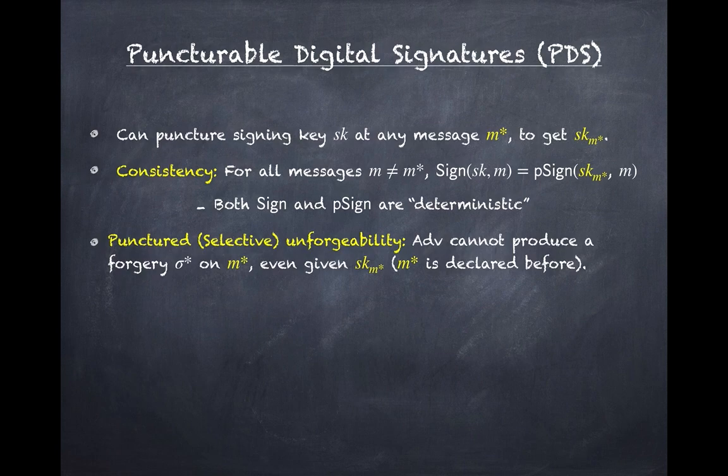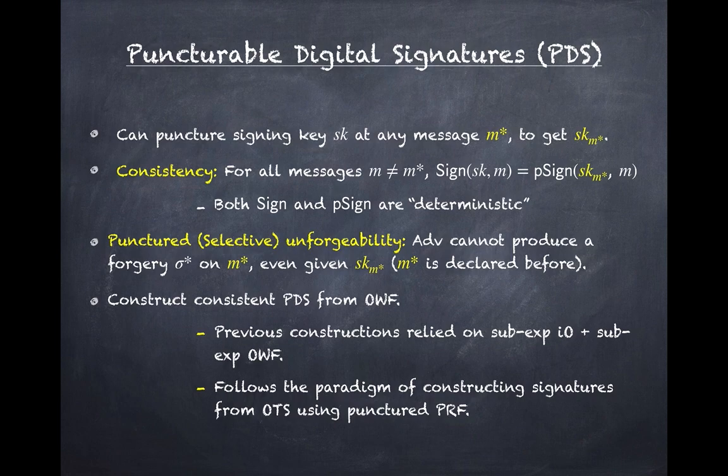The security property that we need from such a signature scheme is punctured selective unforgeability, which says that the adversary cannot produce a forgery sigma star on the message M star even if it is given a punctured signing key, where M star is declared before in the selective unforgeability game. So in our paper, we show how to construct a consistent PDS from the sole assumption that one-way functions exist. Previous constructions of Bellare et al. relied on sub-exponential IO and sub-exponential one-way functions to construct such a consistent PDS.